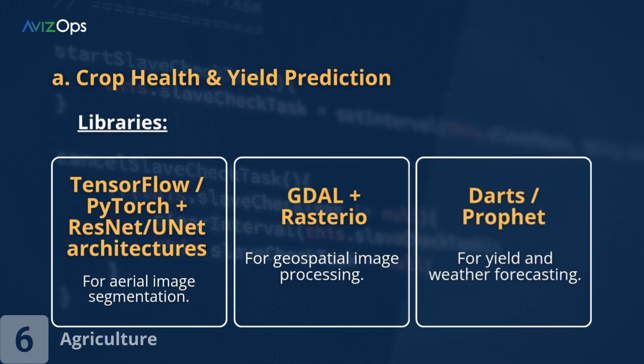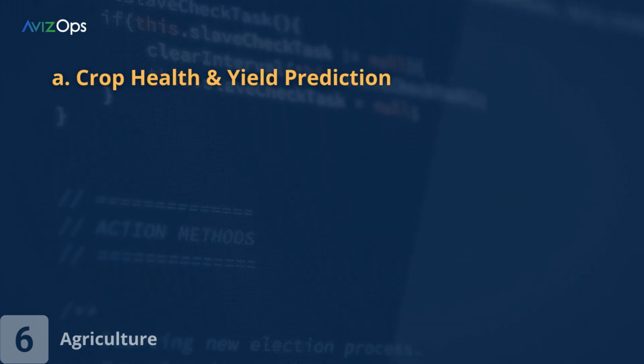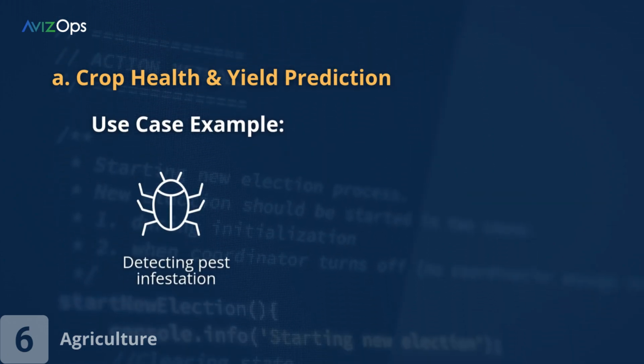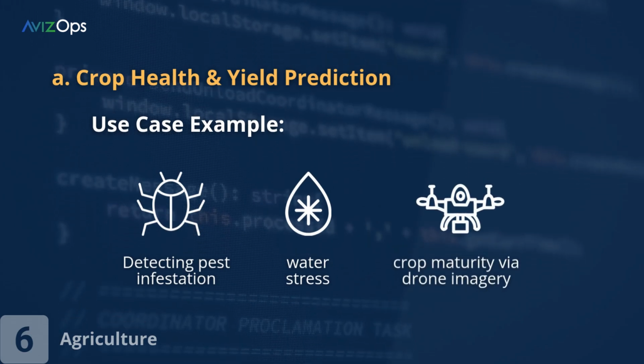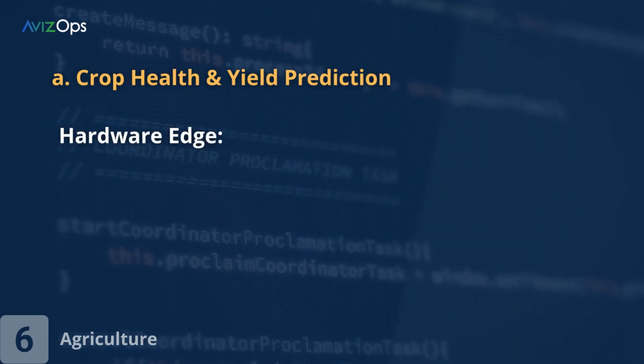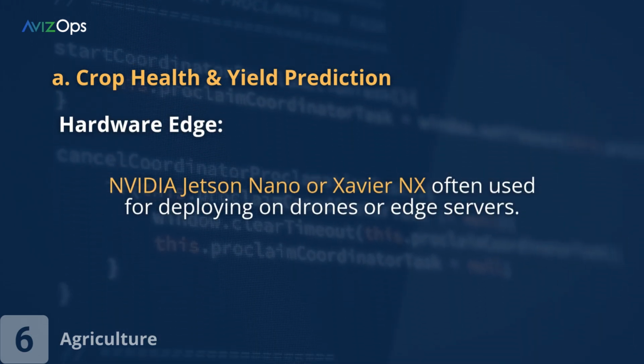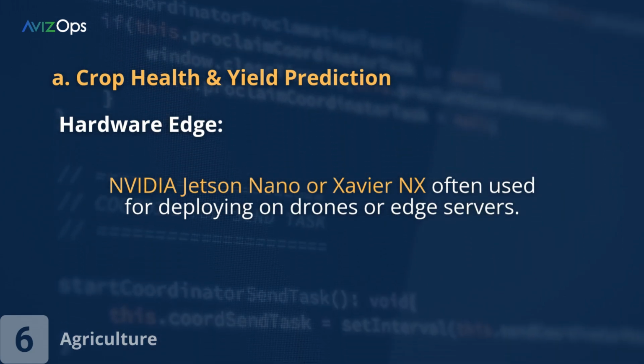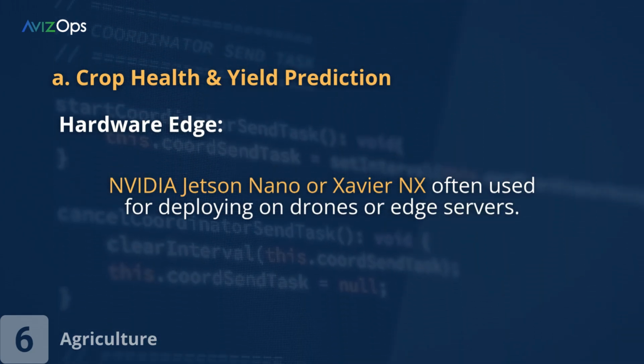Darts, Prophet, for yield and weather forecasting. Use case example, detecting pest infestation, water stress, or crop maturity via drone imagery. Hardware edge, NVIDIA Jetson Nano or Xavier NX often used for deploying on drones or edge servers.